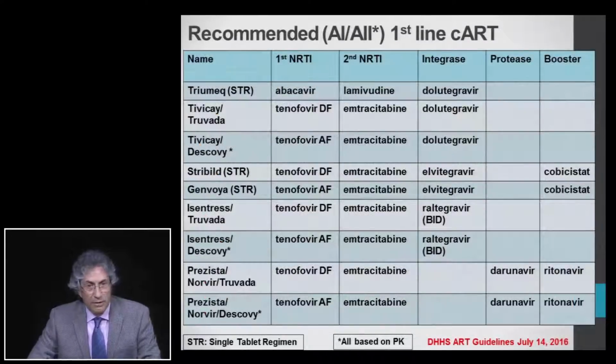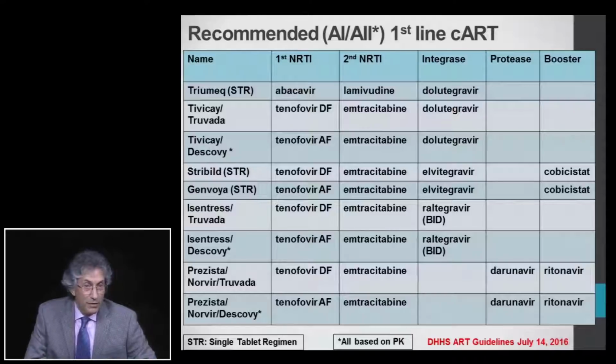So here's a table showing the 9 recommended first-line regimens in the DHHS guidelines. We will go over these again in a few moments, but I want to show you a few patterns. First, let me remind you that these first-line regimens are intended for someone who has never been treated before and has no drug resistance, because that changes the choices drastically.